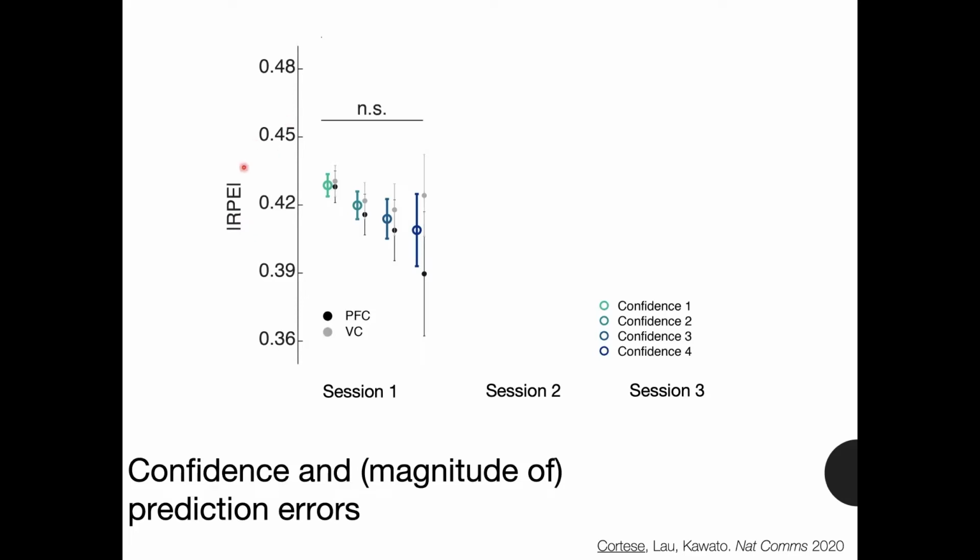Now, prediction error is signed, because you can have a low expectation and get a reward, so you have a positive prediction error, or you can have a high expectation, get no reward, and so you would have a negative prediction error. If we take the absolute value, the unsigned prediction error, we get basically a magnitude, an index of the uncertainty in the learning.